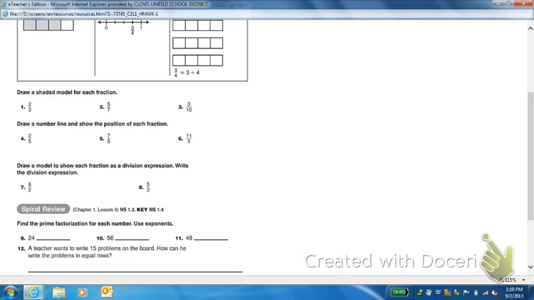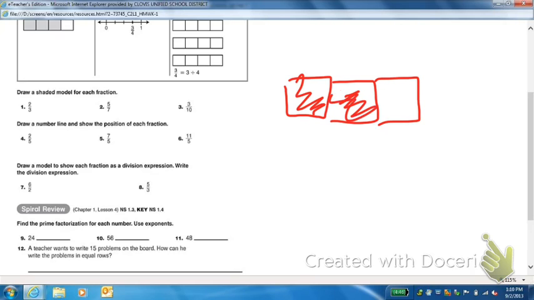So their homework, what they're going to have to do is, the first part, draw a shaded model for each fraction. So they're going to do what it says, just like it shows up here. For example, number 1 says 2/3. You're just going to draw 3 boxes and color in 2 of the boxes to represent 2/3.